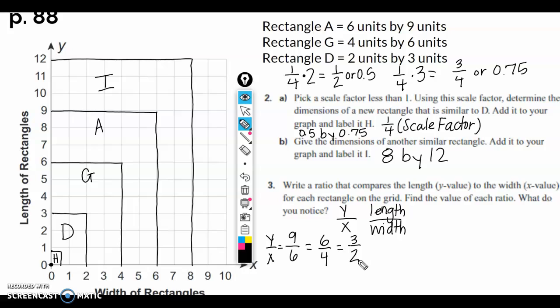And if we look, 9/6 and 6/4 both simplify to a 3:2 ratio. So what we notice is that all three of these ratios are the same when they're simplified, which means that each of our rectangles is similar. Some are enlargements and some are reductions from the original figure. Here we have written a comparison of Y over X, or length over width.